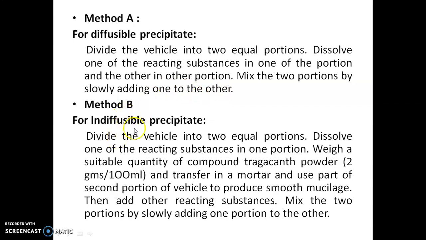Method B, which is for indiffusible precipitate: divide the vehicle into two equal portions, dissolve one of the reacting substances in one portion, weigh a suitable quantity of compound tragacanth powder, that is 2 grams per 100 ml, transfer it to a mortar and use part of the second portion of the vehicle to produce a smooth mucilage. Then add the other reacting substance, and mix the two portions by slowly adding one portion to the other. So now let's move towards the actual experiment.